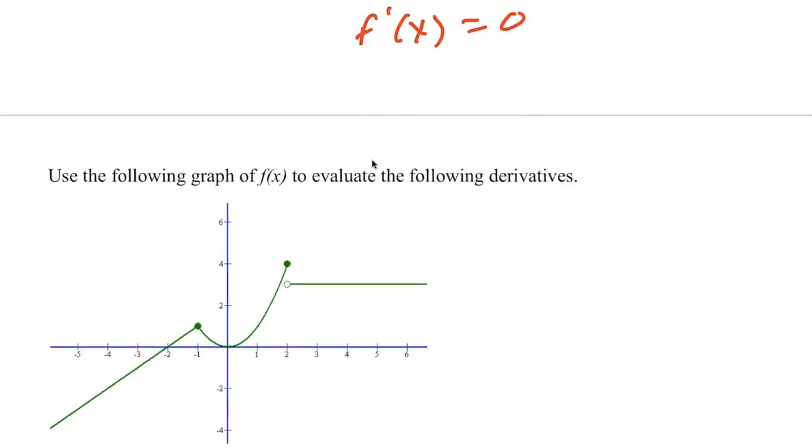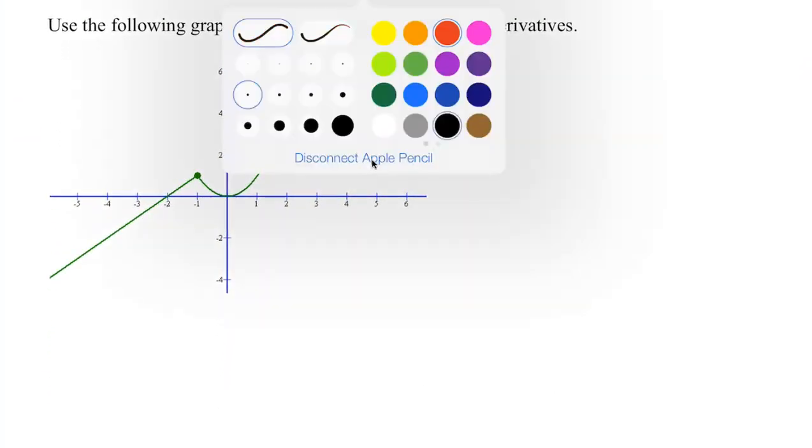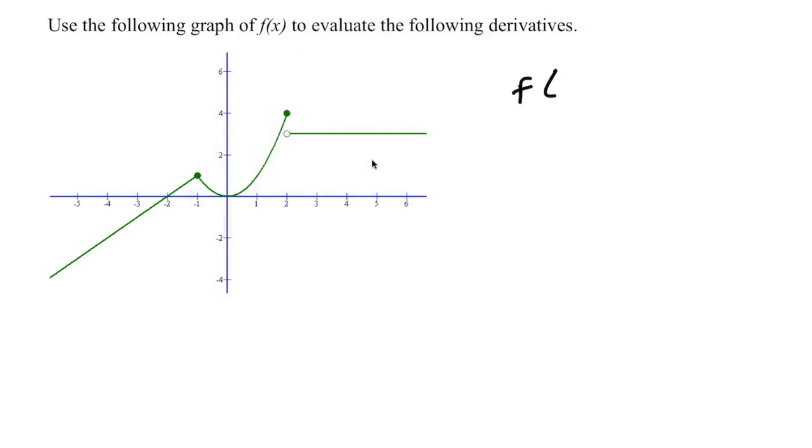Now let's use that idea to do some problems like this. So let's find some derivatives. Let's find f prime of negative 2, given this is f. Let's find f prime of 0. And let's find f prime of 5.